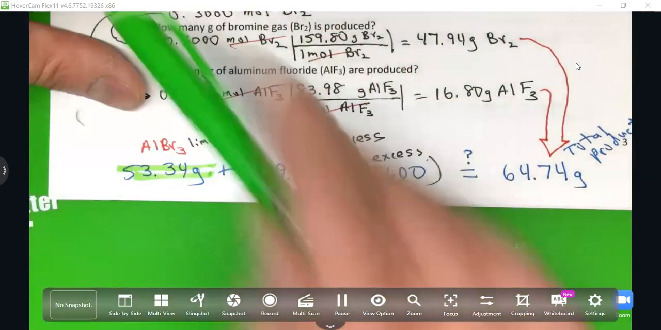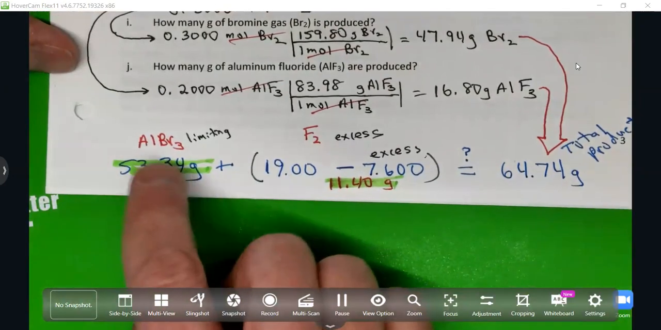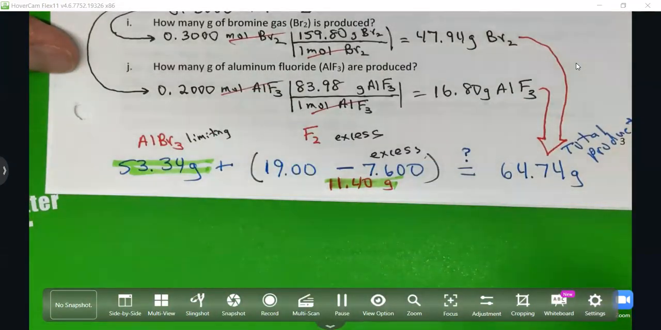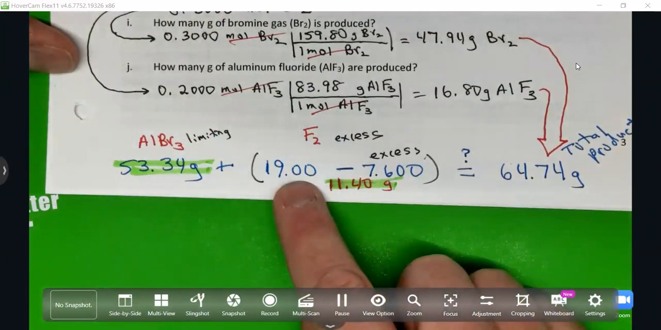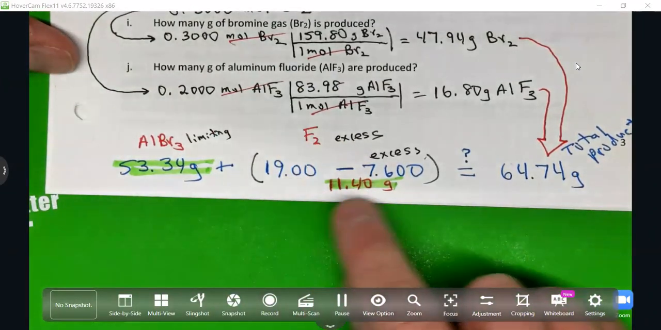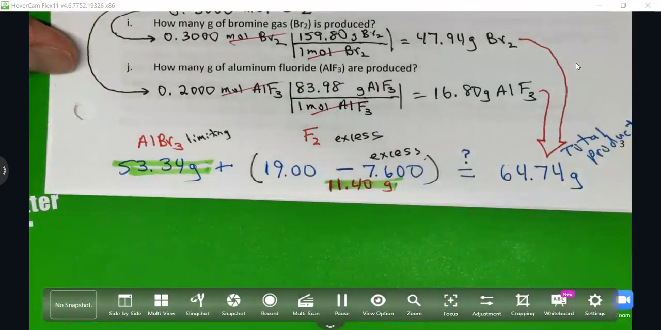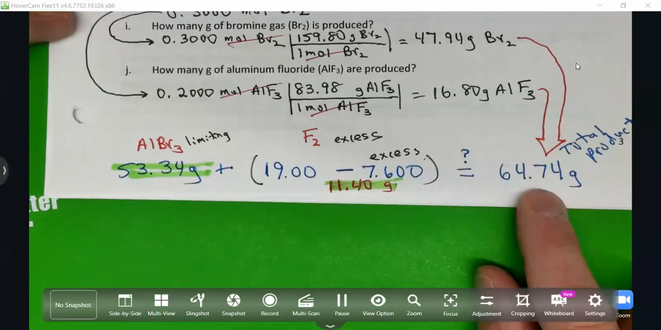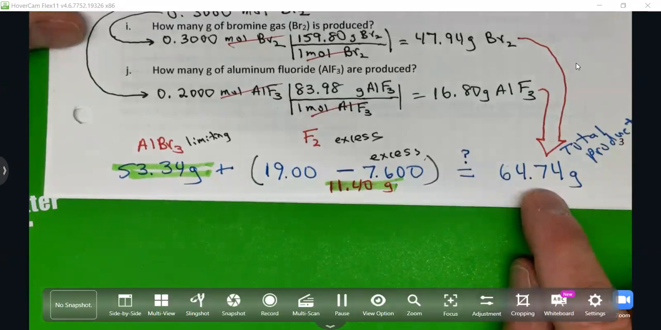How many grams of reactants reacted? 53.34 grams of aluminum, that is gone. Out of the 19 grams of fluorine, which is in excess, 11.4 grams reacted, 7.6 were left over. It matches how much product grams I should produce. Woo.